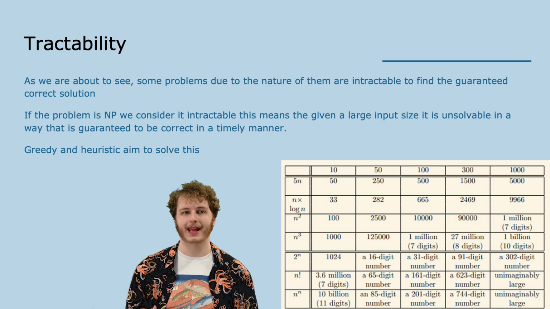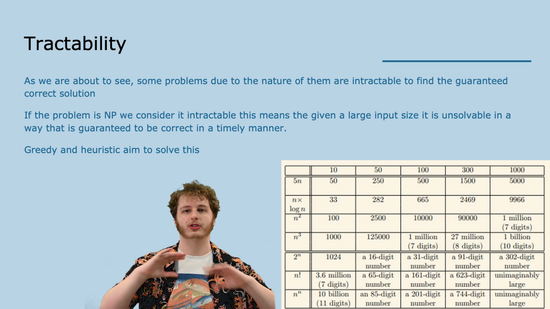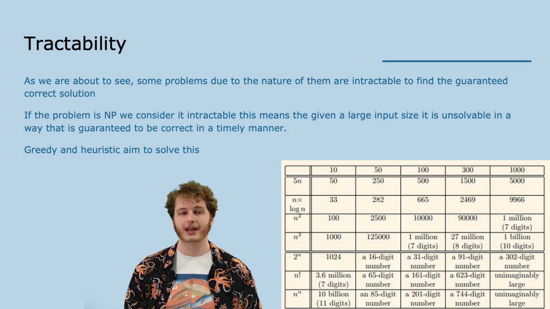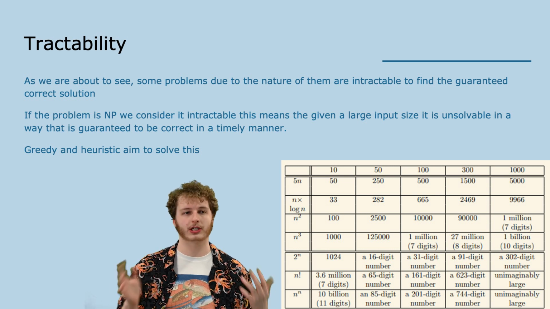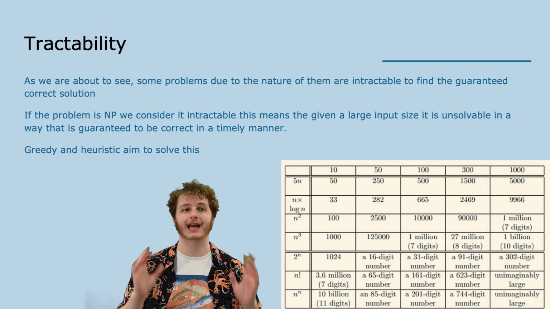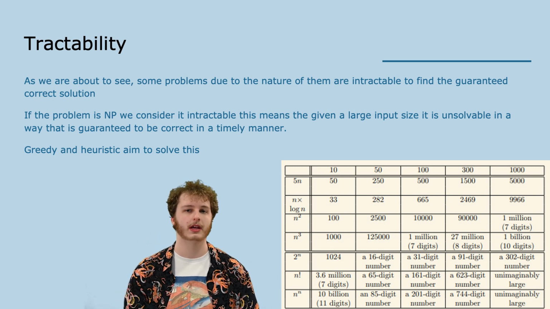So if the problem's NP, it just means if it's too large, there's no way in a timely manner we can solve it. Now we do use things like greedy or heuristics to solve this, but it doesn't always work, nor can it always guarantee the best solution. So that's the main thing.